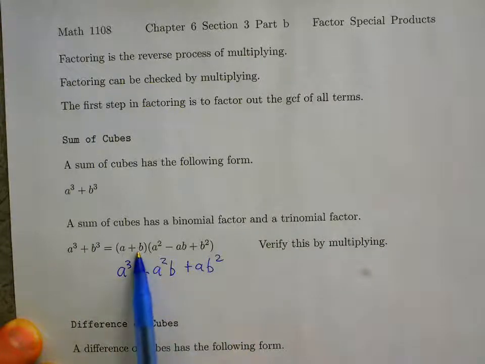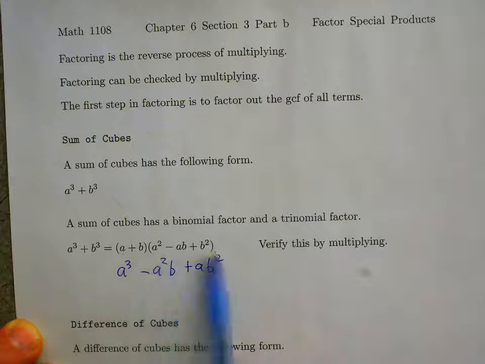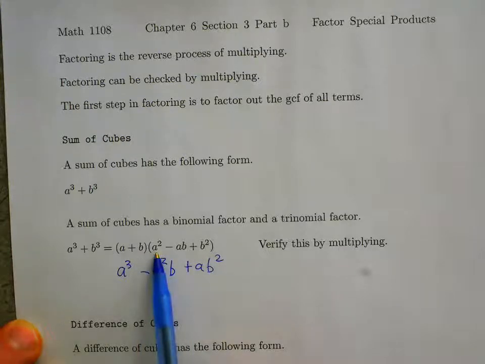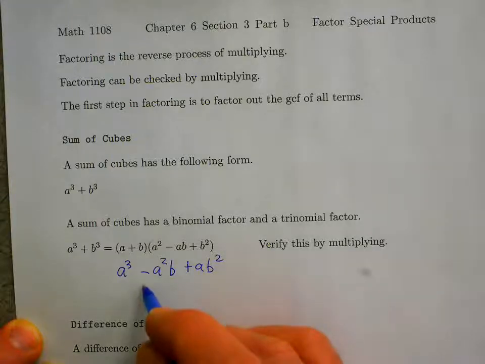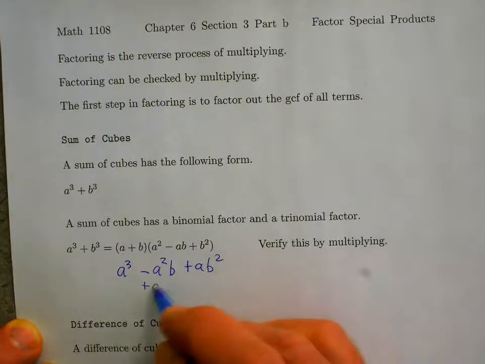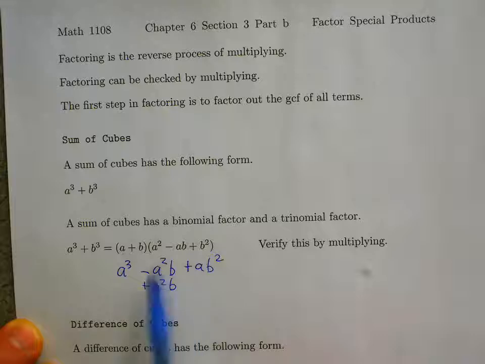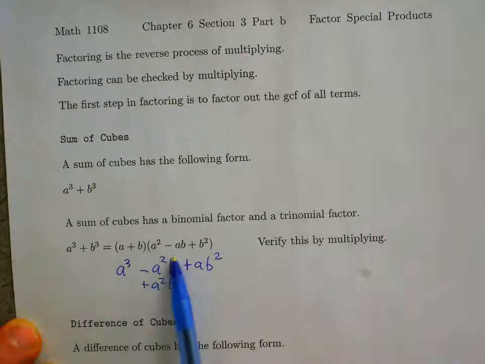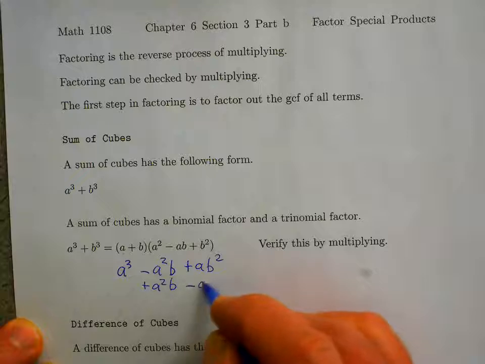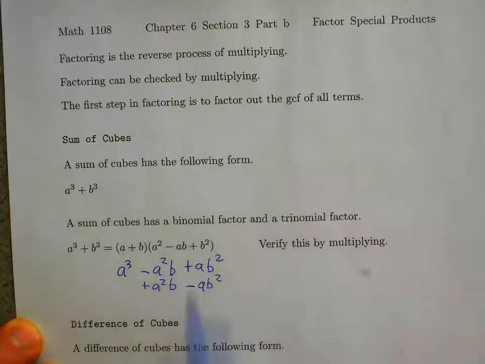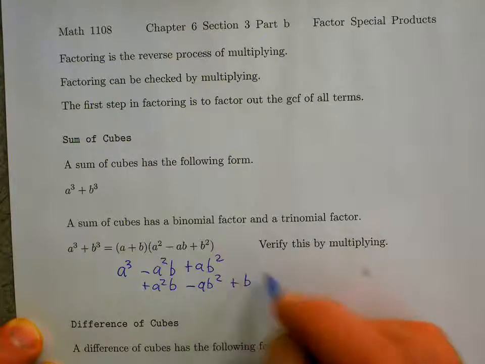Okay, then we multiply b times every term in the trinomial. So b times a to the second is the same as adding a to the second b. And then we multiply b times negative ab, which is minus ab to the second. And then finally, b times b to the second is plus b to the third.